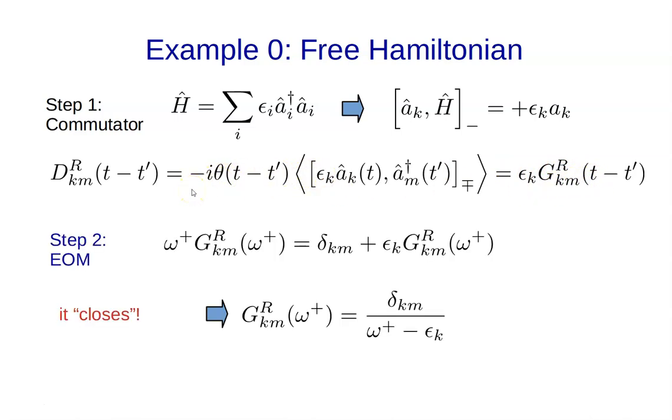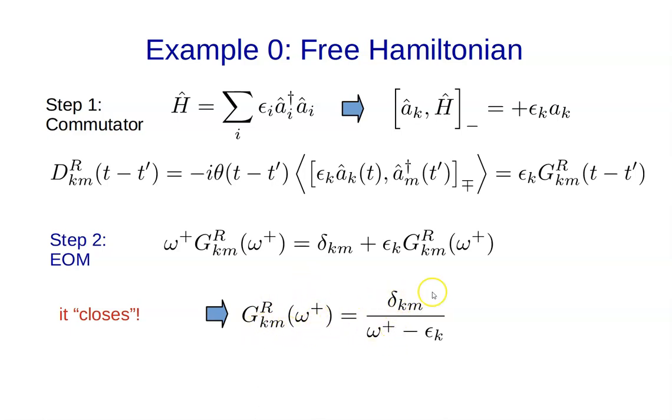But if I Fourier transform, it will also be just the Fourier transform G^R of omega times this epsilon k, right? And so I can just solve algebraically my equations of motion for G^R_km. I have it on the left hand side, I have it on the right hand side. I just solve it. It simply closes. And this is the retarded Green's function for this system.